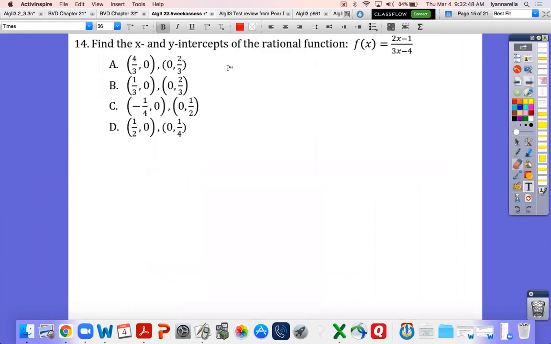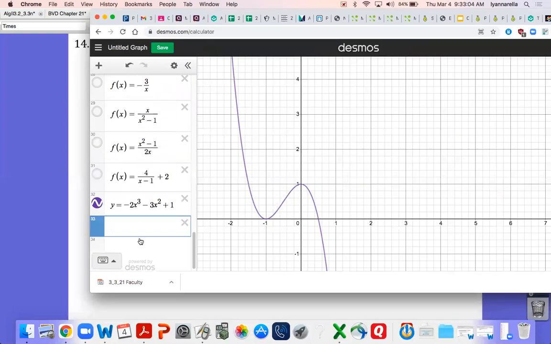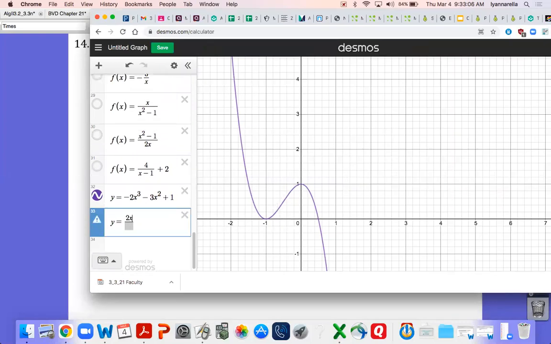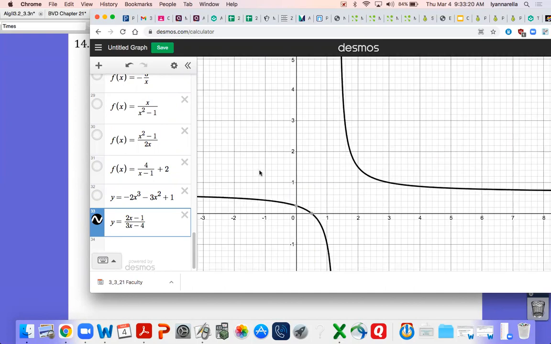All right, so find the X and Y intercepts. You know what an X and a Y intercept is, right? So that's an easy one. You just graph, and you can put in f of x or y equals, it doesn't matter. 2x minus 1 over 3x minus 4. Turn off your other graphs. And then just find where it crosses x and y. It's that easy. There's nothing magical about it, guys.